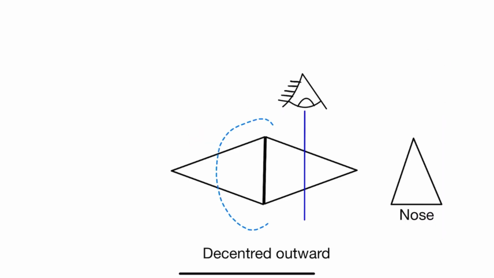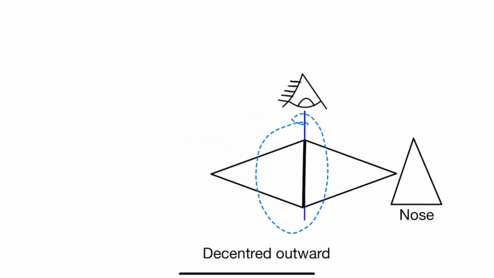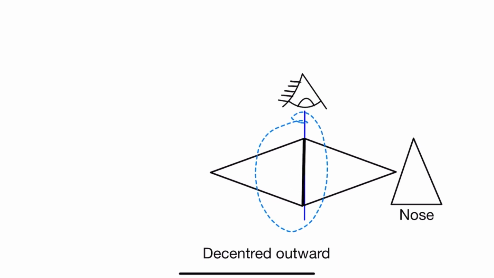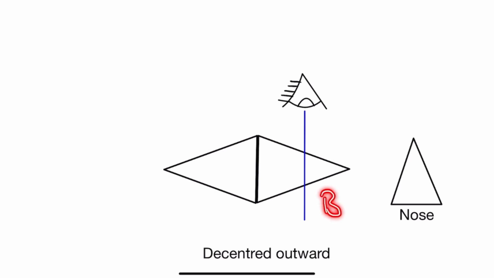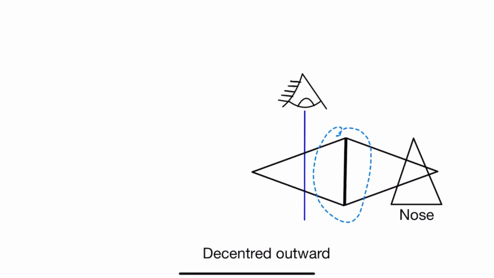The same happens with horizontal decentration. If the eye's visual axis passes through the optical center, there won't be any prismatic effect. But if the lens is decentered outward, a base out prism is created in front of the eye. If the lens is decentered inward, a base in prism is created in front of the eye.